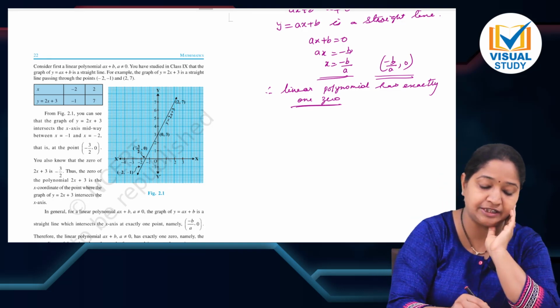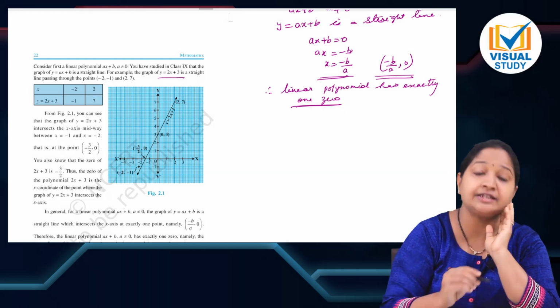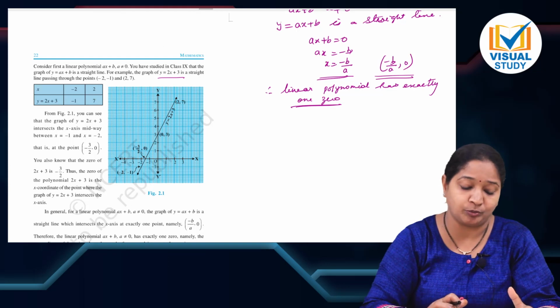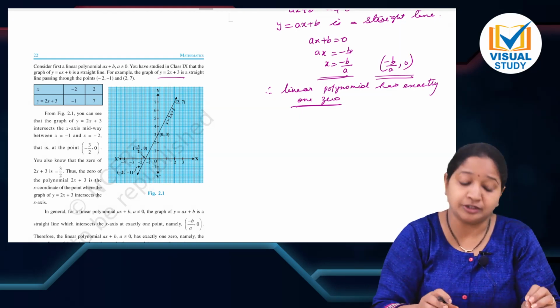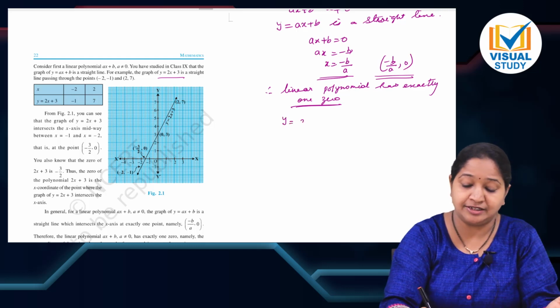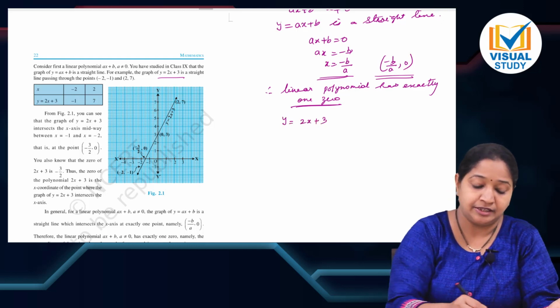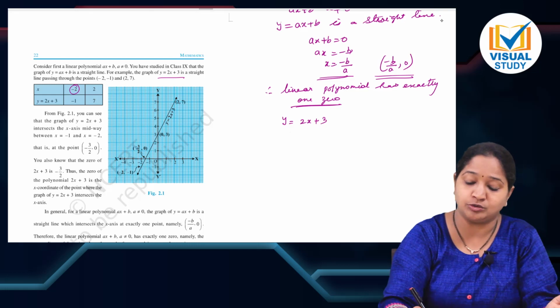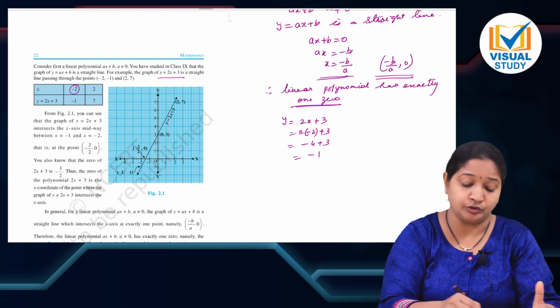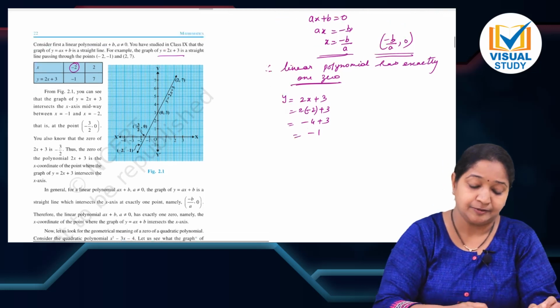Consider the first linear equation, y is equal to 2x plus 3. It is a straight line passing through the points. They have substituted x equal to something. They have taken x equal to minus 2: minus 4 plus 3, and that is minus 1. For x equal to 2, you get 4 plus 3, that is 7.